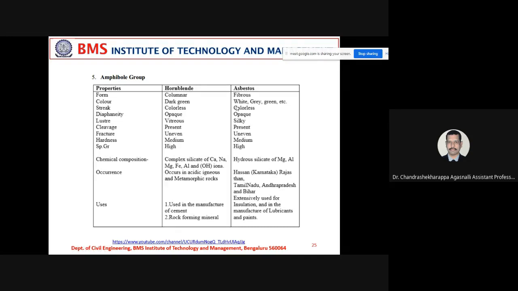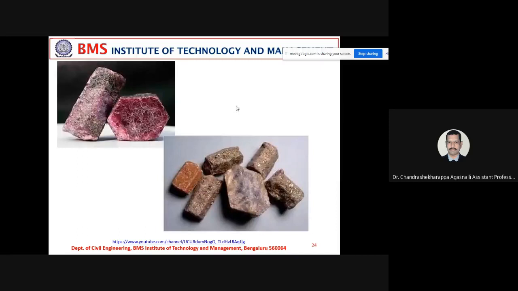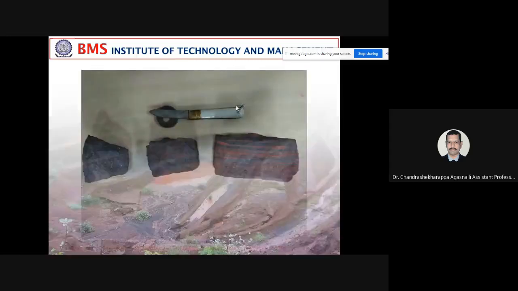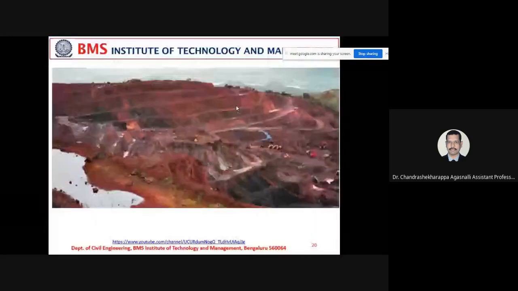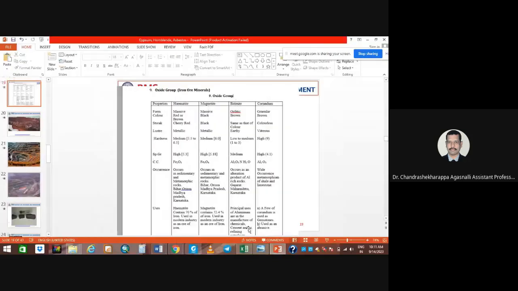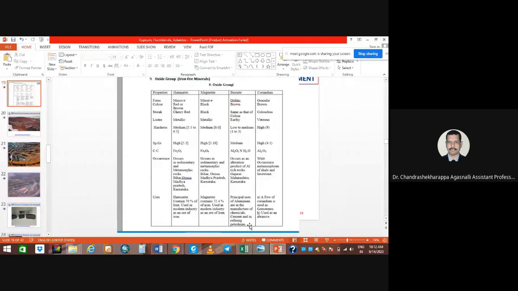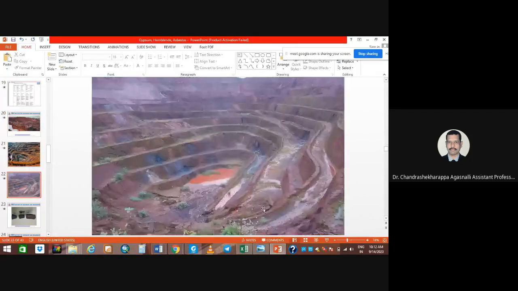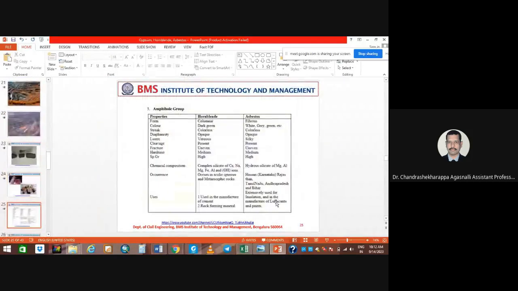In the previous slides, we were discussing this. Here you can see the bauxite we are using, in the paint industries or somewhere else, right? And refineries, yes. So like this, the different minerals we use for different purposes. Here you can see this.